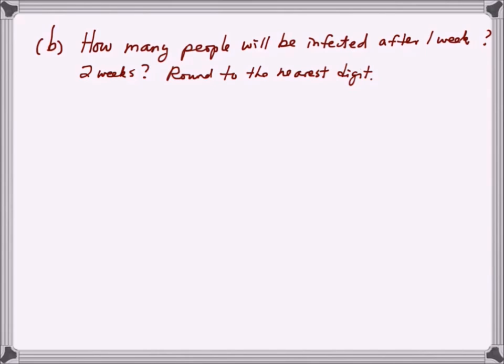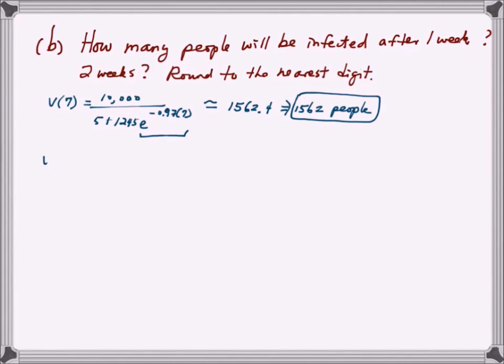So the first thing we're going to calculate is v of 7. And that is when we put t equal to 7 into our function expression. So I get 10,000 divided by 5 plus 1245 times e raised to the negative 0.97 times 7. Make sure you know how to use your calculator correctly to evaluate this expression. If you do it correctly, you would get something like 1562.4, but remember we're rounding to the nearest digit, so I would say this is 1562 people.